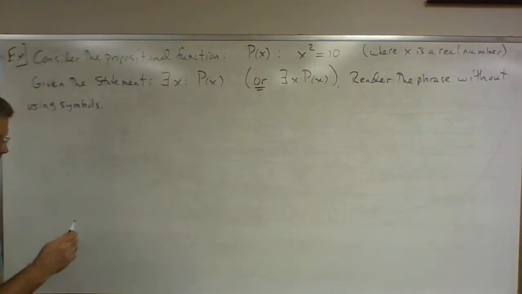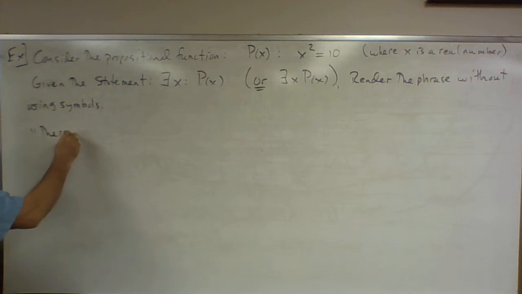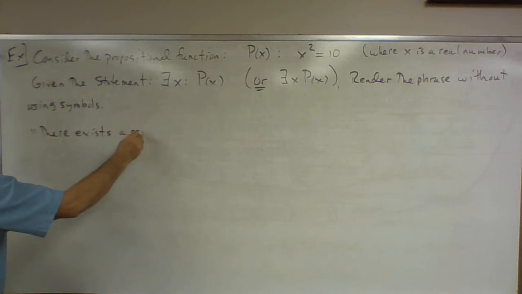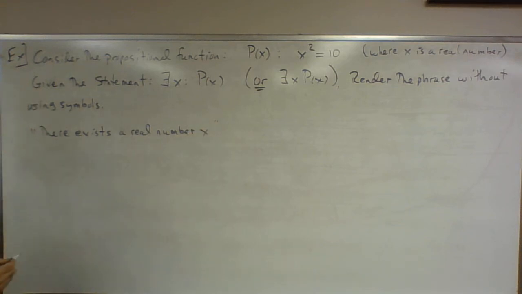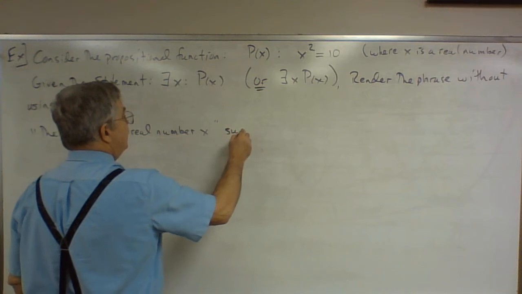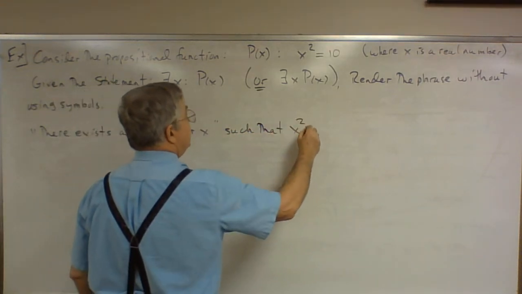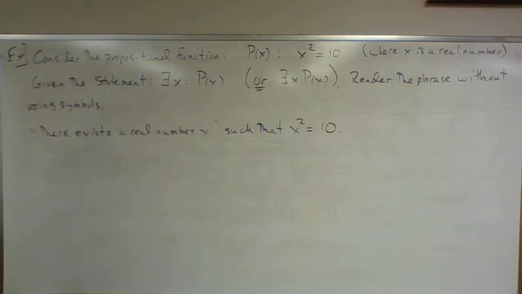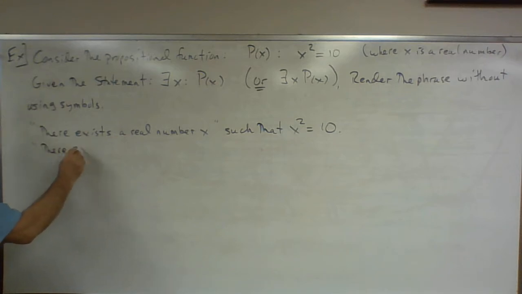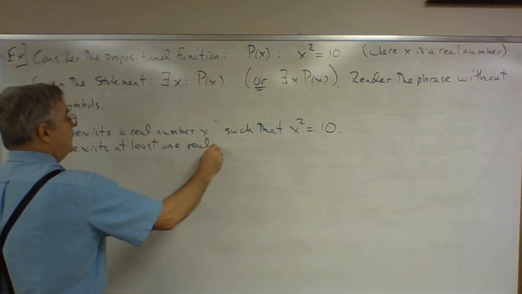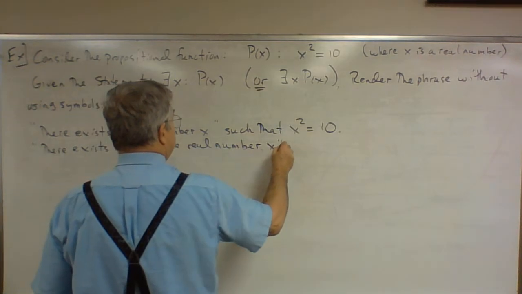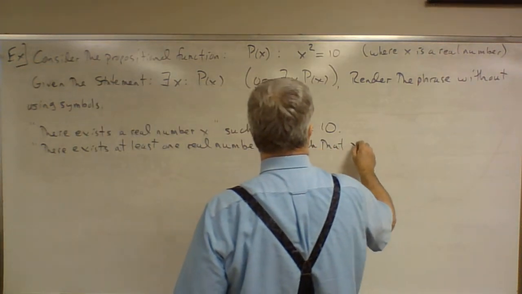One way we could render this is: there exists a real number x such that x squared equals 10. That's one way to do it. Another way, we could say there exists at least one real number x such that x squared equals 10.